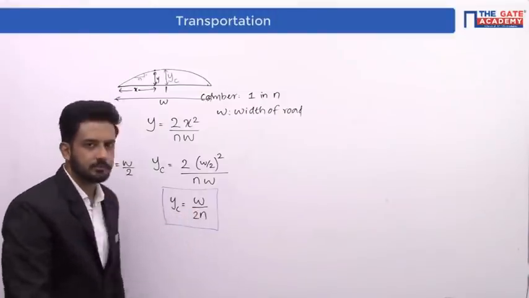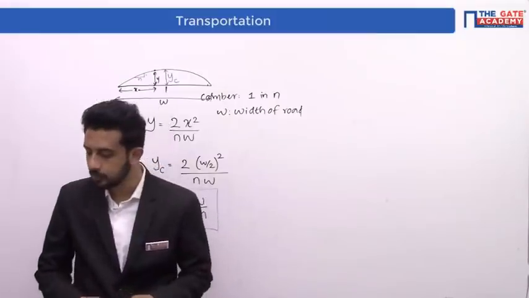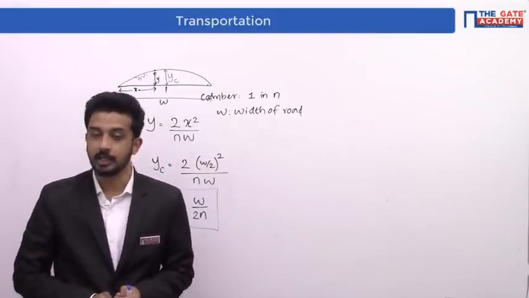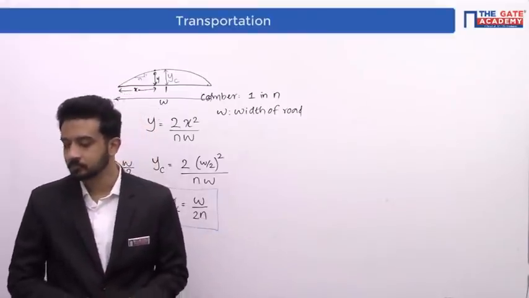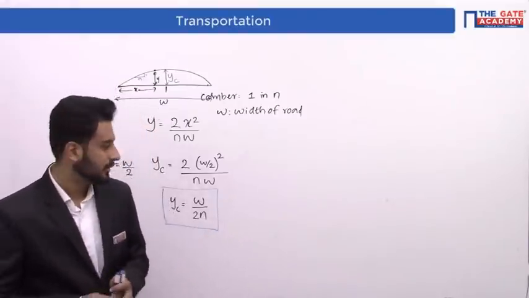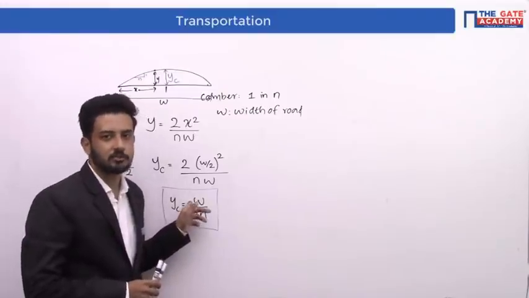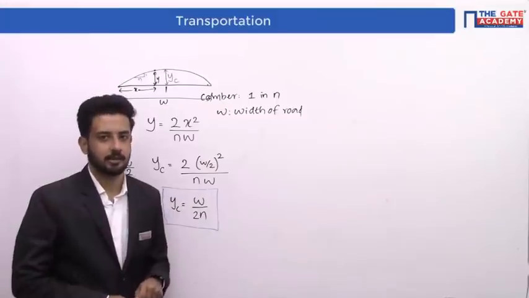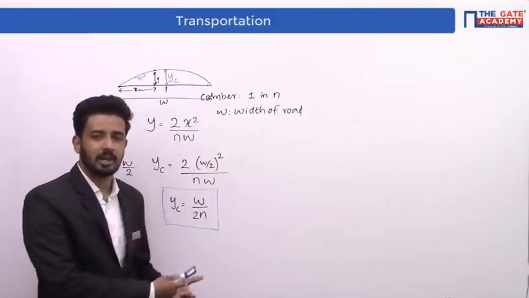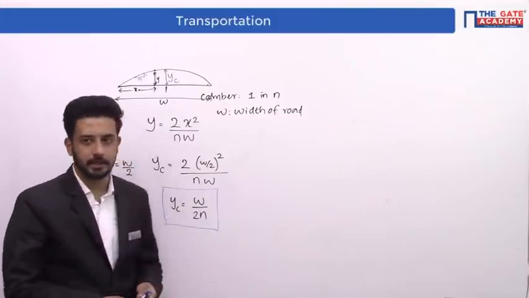So check whether they have given any value for the width of the road. No, they didn't give. Whether they have given any value for camber, that also they didn't give. So we don't know the value of W and we don't know the value of N. So how to find out the value of W and N?